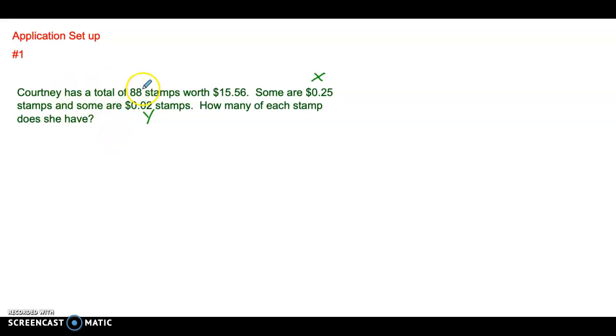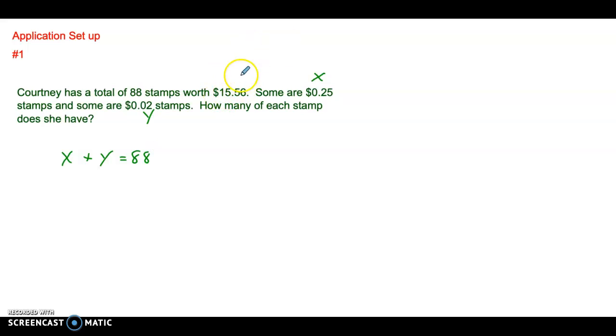It says Courtney has a total of 88 stamps. So I don't know how many 25-cent stamps she has, but I'm going to add them to how many 2-cent stamps she has. That's 88 stamps. There's one of our equations.